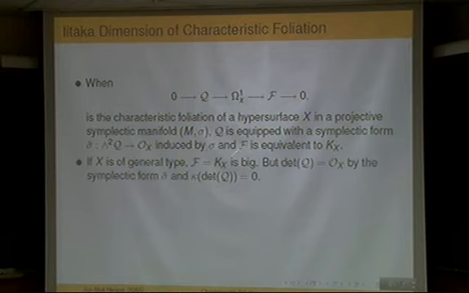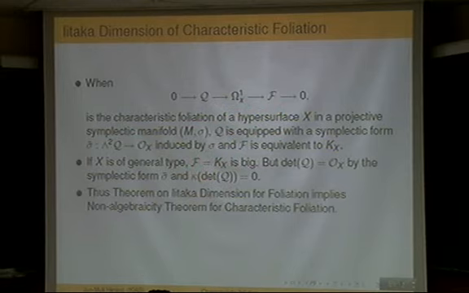Now, if X is of general type, then F is big. But the determinant of Q must be trivial because there's a symplectic form. In other words, the Iitaka dimension is 0. So this is a contradiction to our theorem. This is big, but this has Iitaka dimension 0. So where is the contradiction? The contradiction is: if we assume that this is an algebraic foliation, then it gives such a contradiction. So this shows that the foliation is not algebraic. So the theorem on Iitaka dimension of foliation implies the non-algebraicity theorem for characteristic foliation on a hypersurface of general type.